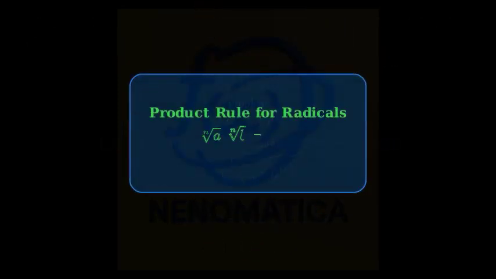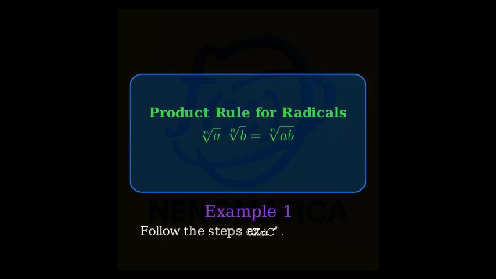Here is the key idea we will use. The product of two nth roots with the same index equals the nth root of the product. Let's begin with example 1.